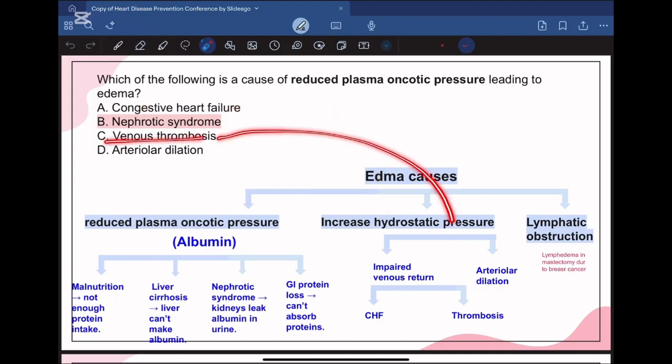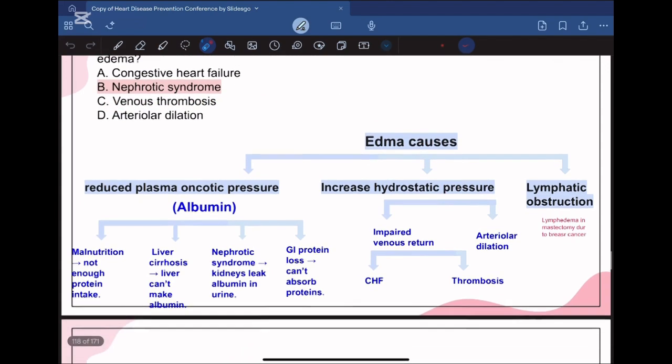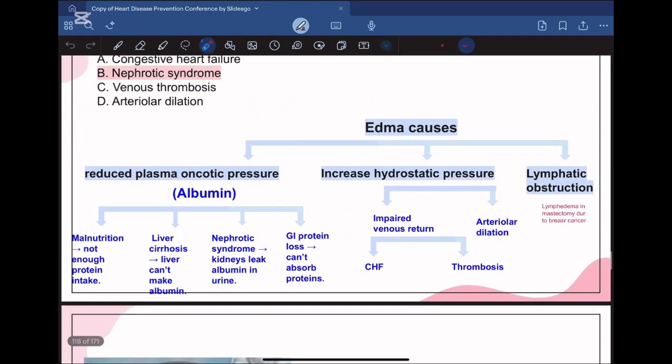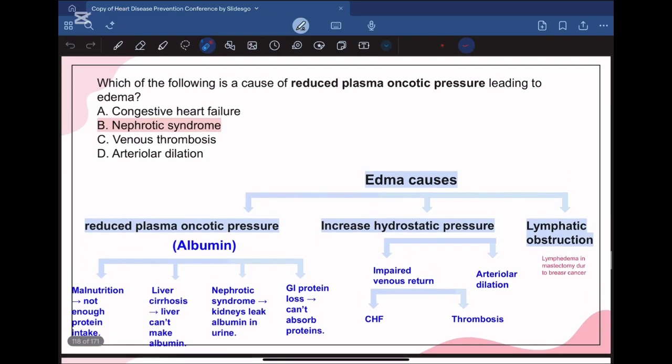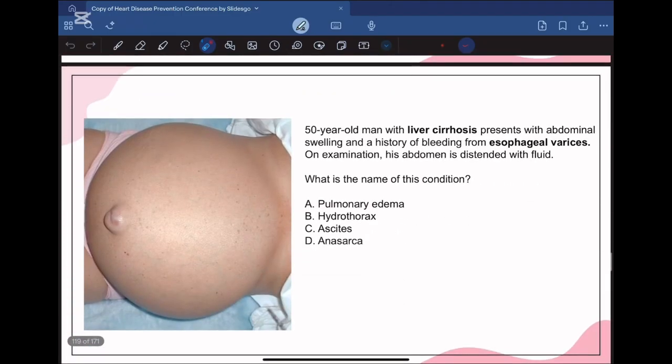Venous thrombosis is increasing hydrostatic pressure. And for arteriolar dilation, basically I have vasodilation, high blood flow to this area. Instead of this being the artery, it will be dilated, so the flow will be higher, increasing the hydrostatic pressure. Moving on, I know what is edema. I know what are the causes of edema.